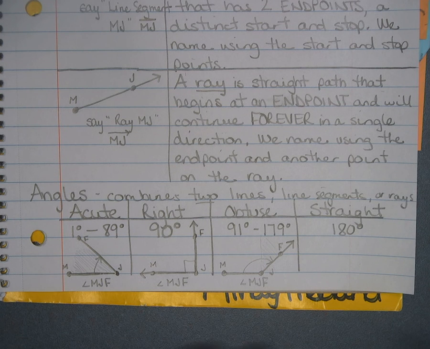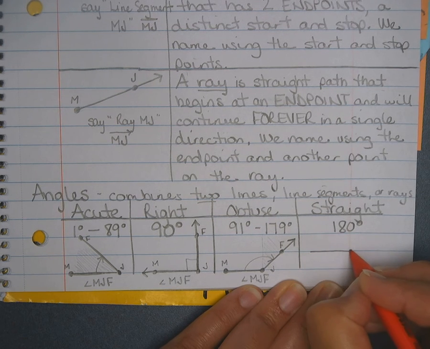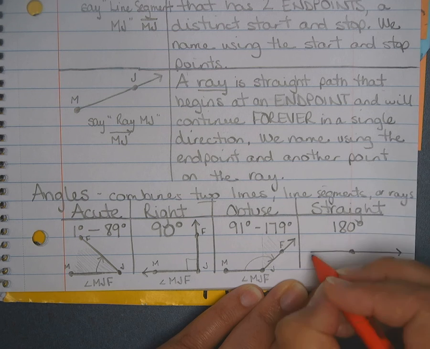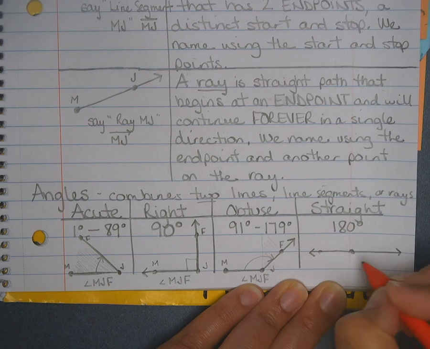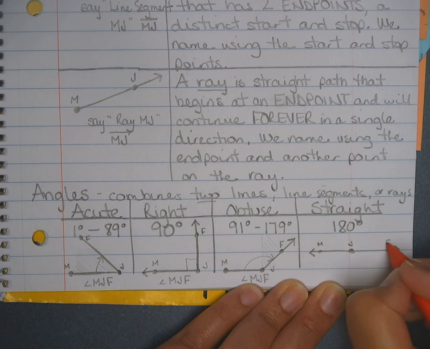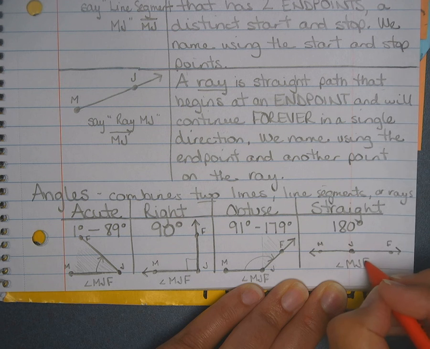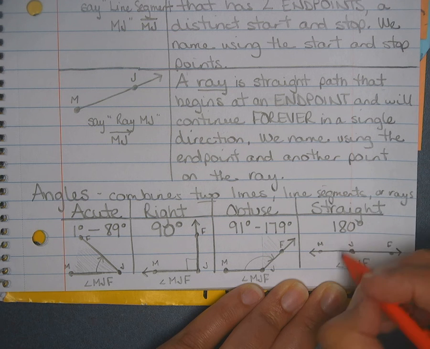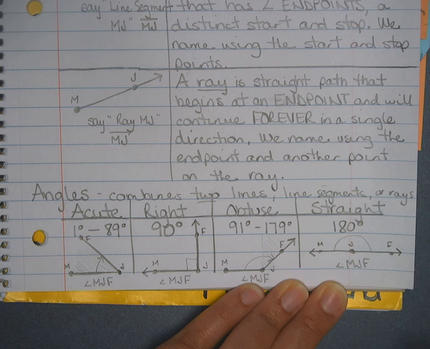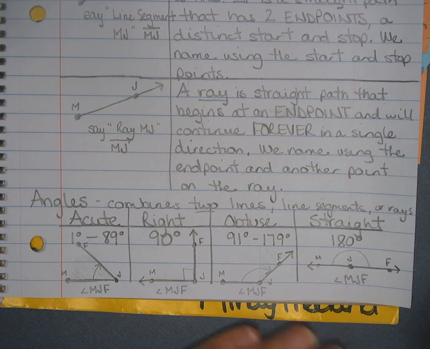A straight angle is exactly that. We go into an endpoint and out from the endpoint, and we could do the same thing with points on the line. Using my initials, we have angle MJF. Starts over here, opens all the way up, and continues on in the opposite direction, making it a straight line segment.